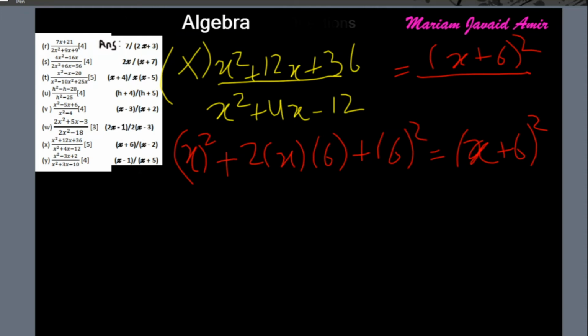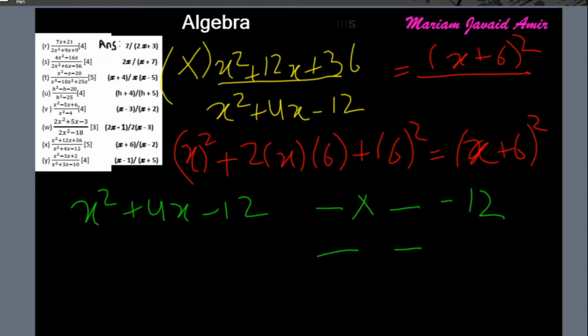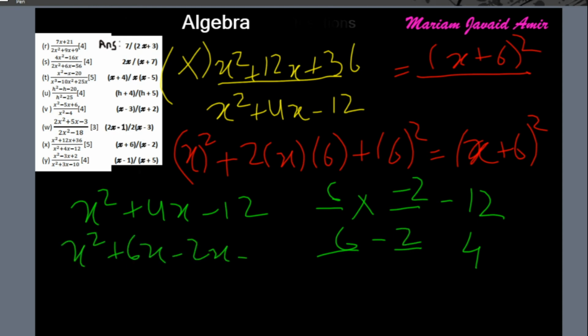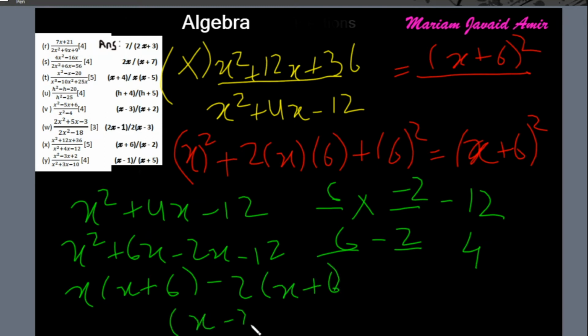For the denominator we will have to do the middle term breaking. So x square plus 4x minus 12. We're looking for two numbers which when multiplied should give us minus 12 and which when added should give us 4. So that would be 6 and minus 2. So break the middle term to 6x minus 2x minus 12. x is common here, x plus 6, minus 2 is common here, x plus 6. So we get x minus 2 and x plus 6.